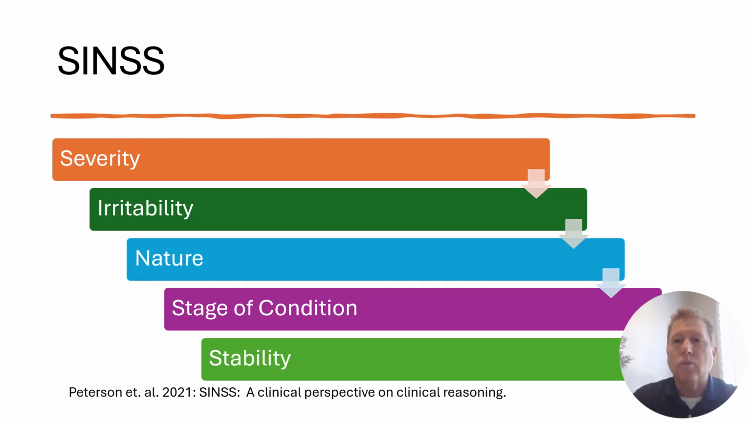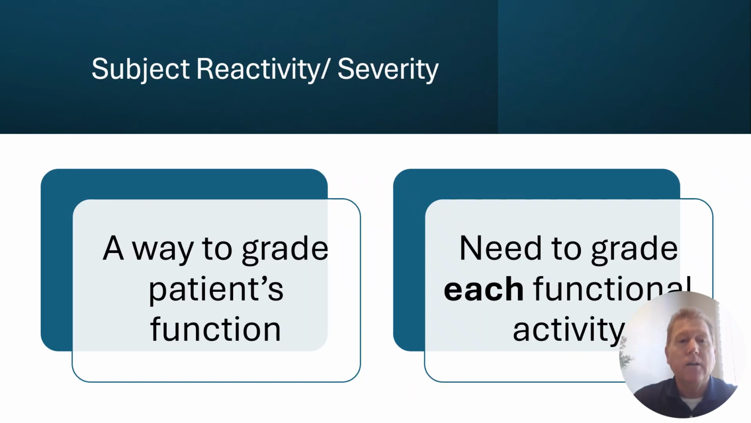And then we will continue with SINSS, an acronym that stands for severity, irritability, nature, stage of condition, as well as the stability of the condition. If we look at subject reactivity or severity, at its core, it's a way to grade a patient's functionality. We need to grade each functional activity that the patient is telling us they're having difficulty with.